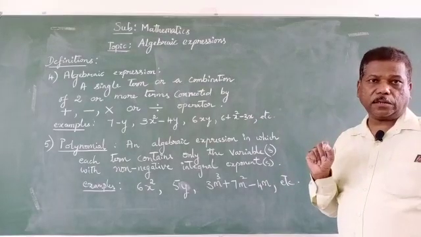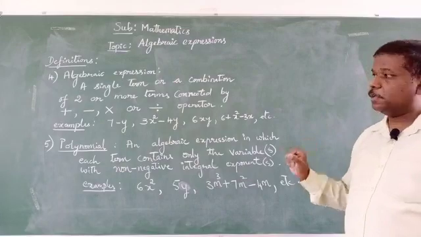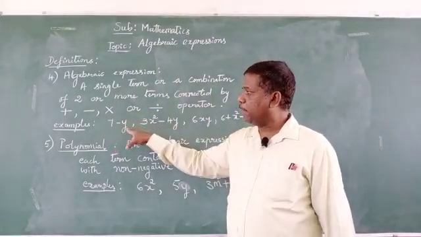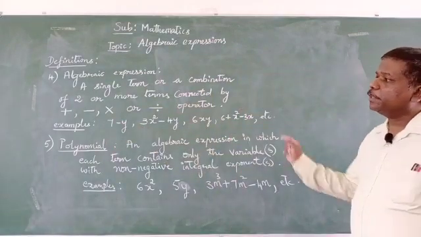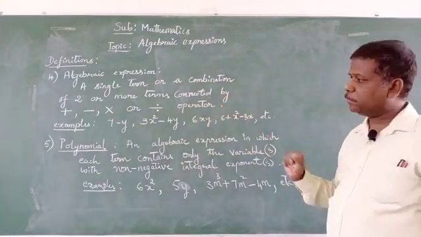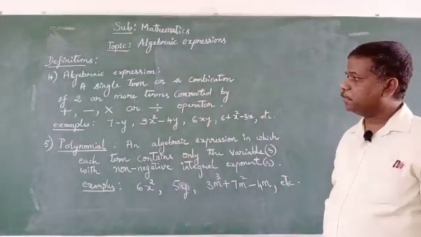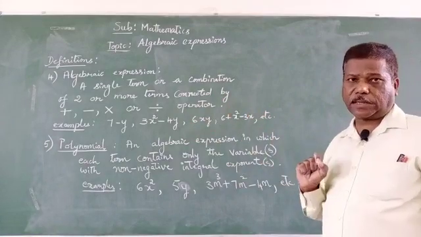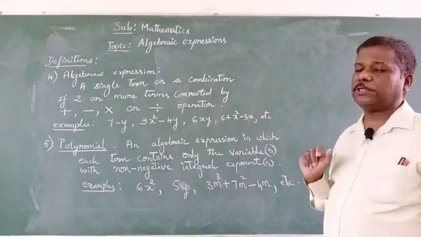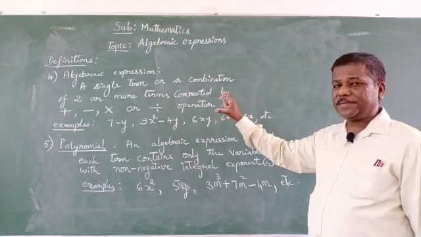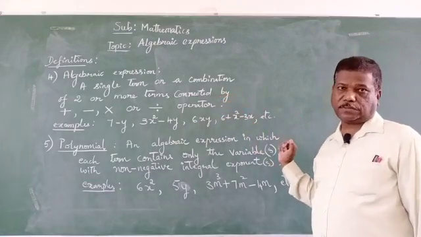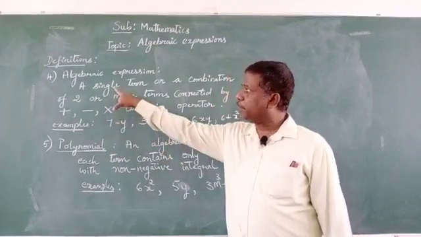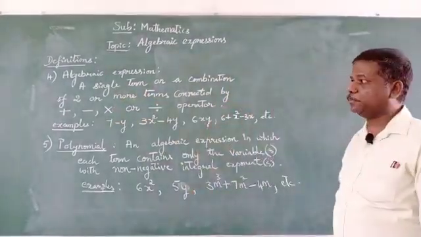I say here terms. Example, 7 minus y. So 7 is a constant, y is a variable. Together they have been joined with a minus sign. So now it is a combination, it's not a single term, but still it is a combination of terms. Now these combined terms will be called an algebraic expression.